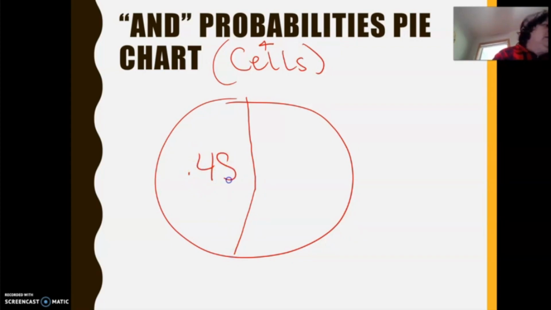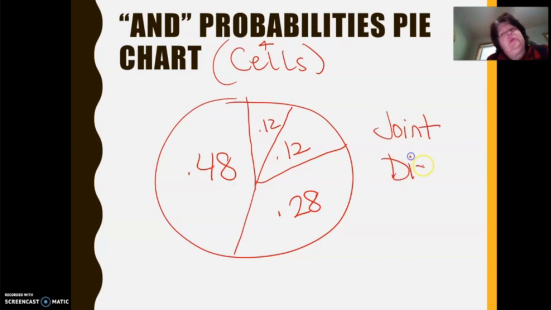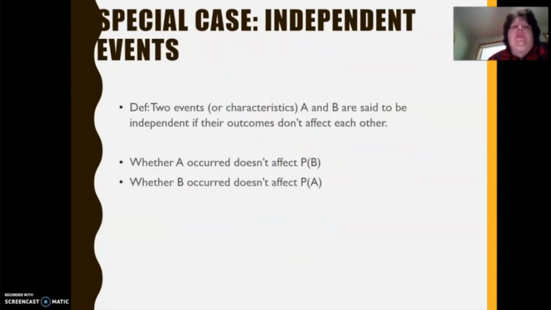Here's 0.48. There's a 0.12. There's a 0.12. And then 0.28. And this is called the and probabilities pie chart, but it's also the joint distribution. Joint and go together. Okay, now make sure that you understand both of those examples before you move forward. And ask questions if you have them.